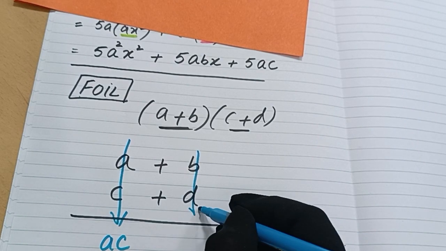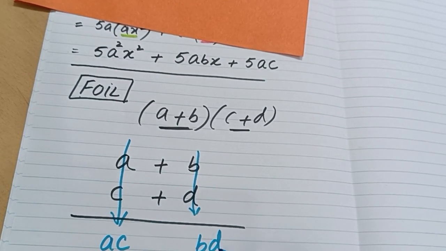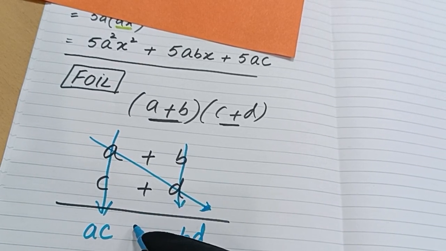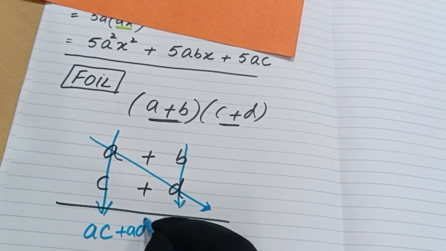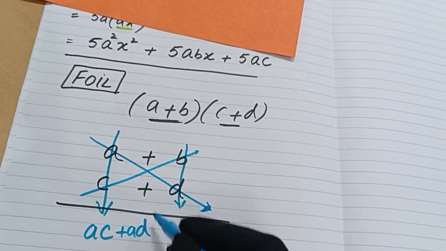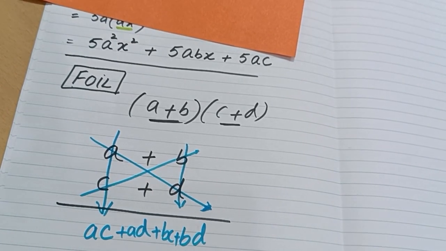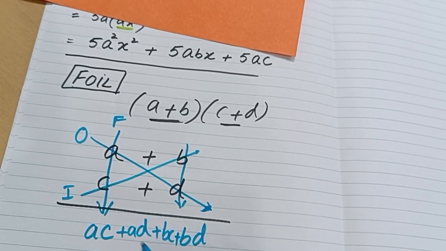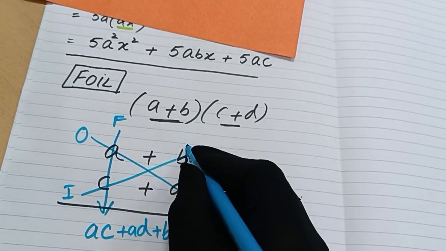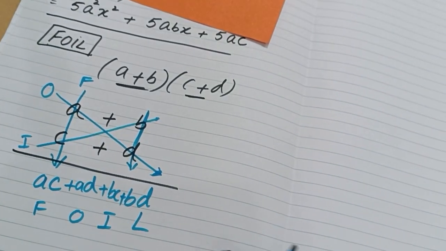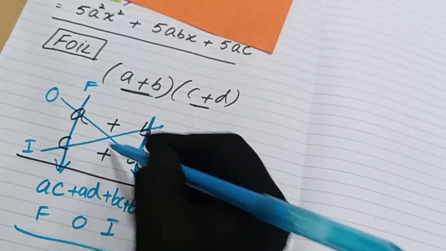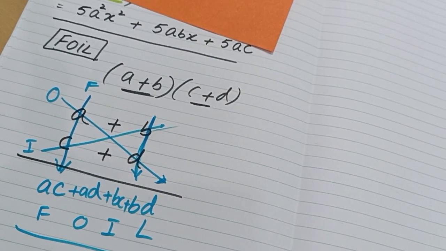Product of this right here: B and D multiply to give you BD. This multiply and give here A times D. This multiply and give here B times C. This is called first. These are the outer terms, these are the inner terms, and these are the last terms. So the FOIL method is completed. I am repeating again: first, last, outer, inner. So just make the cross in the mind.